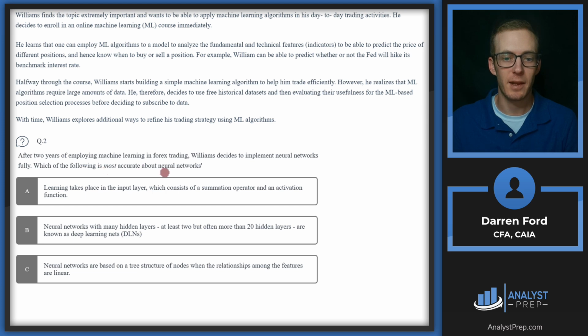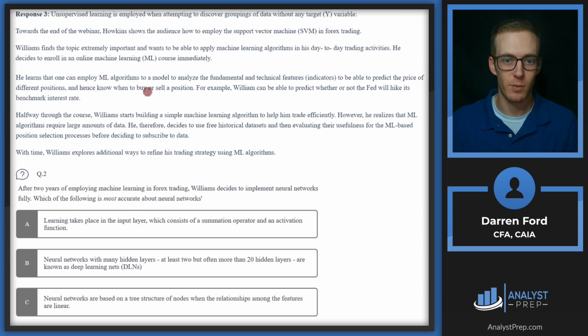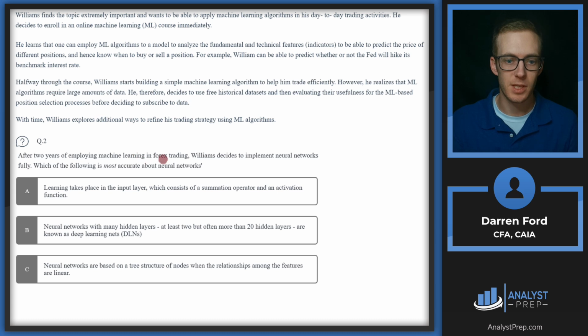Which of the following is most accurate about neural networks? A, learning takes place in the input layer, which consists of a summation operator and an activation function. B, neural networks with many hidden layers, at least 2, but often more than 20 hidden layers, are known as deep learning nets. Or C, neural networks are based on a tree structure of nodes when the relationships among the features are linear. So reading this question and the answers, I think we can actually answer this right off the bat. I don't know that there's any additional reading we need to do, since it's mostly just asking what's the definition or how we describe neural networks.